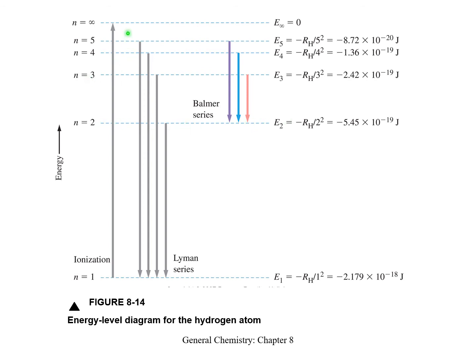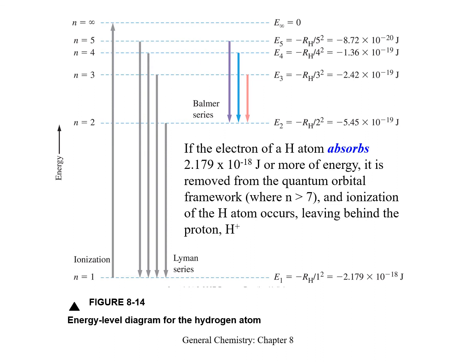And you can see that as you go from 1 to 2, the distance in energy is much greater than 2 to 3, and is much greater than it is from 3 to 4, and so forth. And so we can say that if the electron of a hydrogen atom absorbs this amount of energy in joules or more, it is removed from the quantum orbital framework, and ionization of the hydrogen atom occurs. In other words, you completely take the electron away from the atom, leaving behind a bare proton.